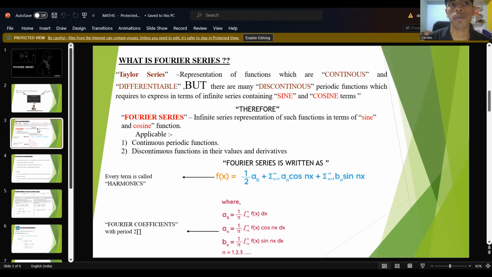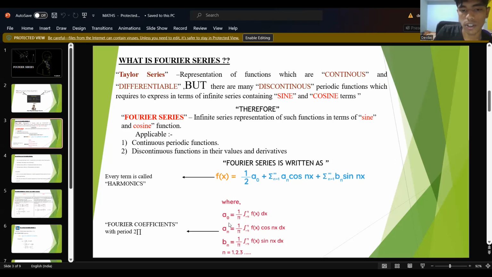There are functions which are continuous and differentiable. Such functions can be represented using the Taylor series, which you might have studied. But there are certain functions which are discontinuous, that means the limits are too high that they cannot be calculated. These functions contain sine and cosine terms. Such kinds of functions are simplified using a Fourier series.